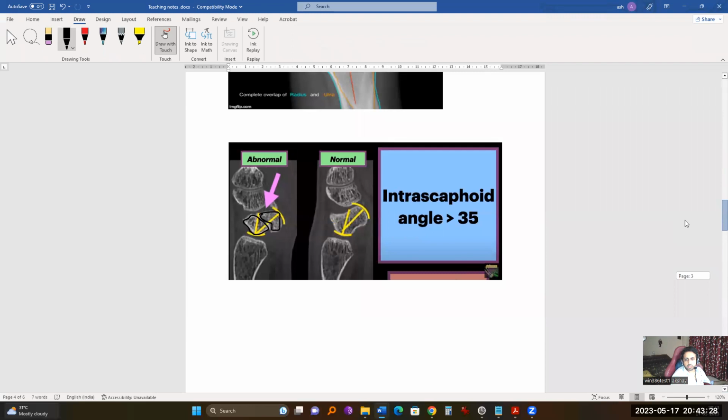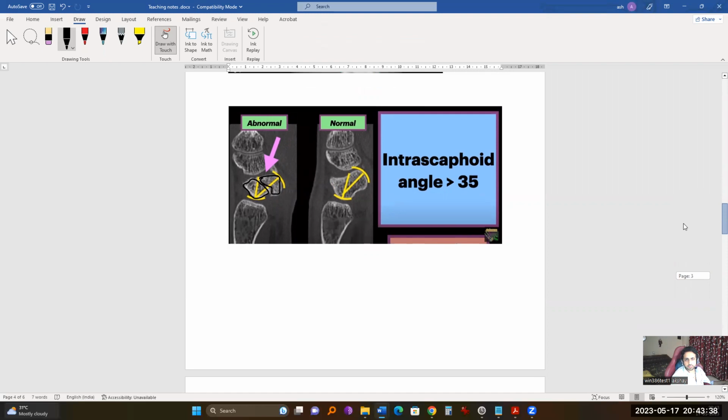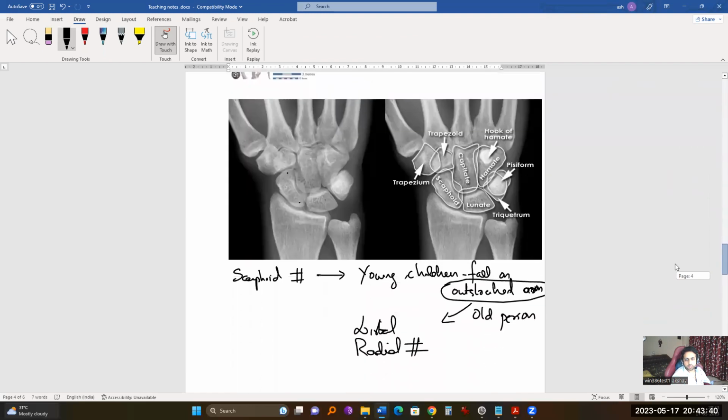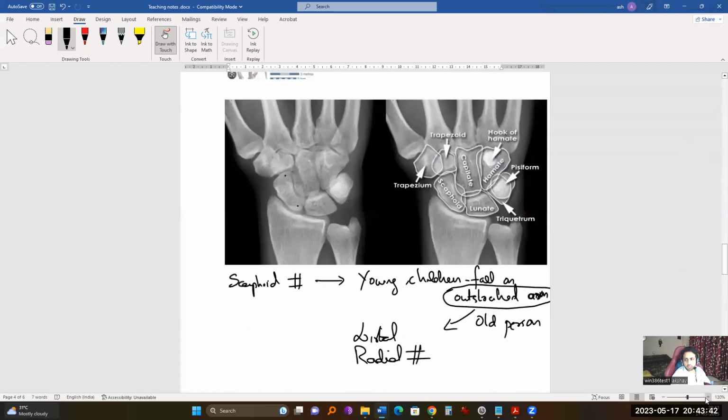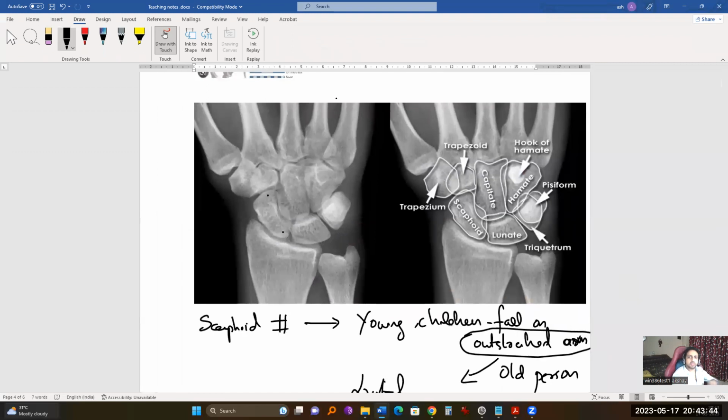You need to remember that in a scaphoid fracture, only the waist part results in this humpback deformity, and it is seen on the lateral X-ray only. The most important thing about the scaphoid fracture is that it is highly prone for avascular necrosis and malunion.